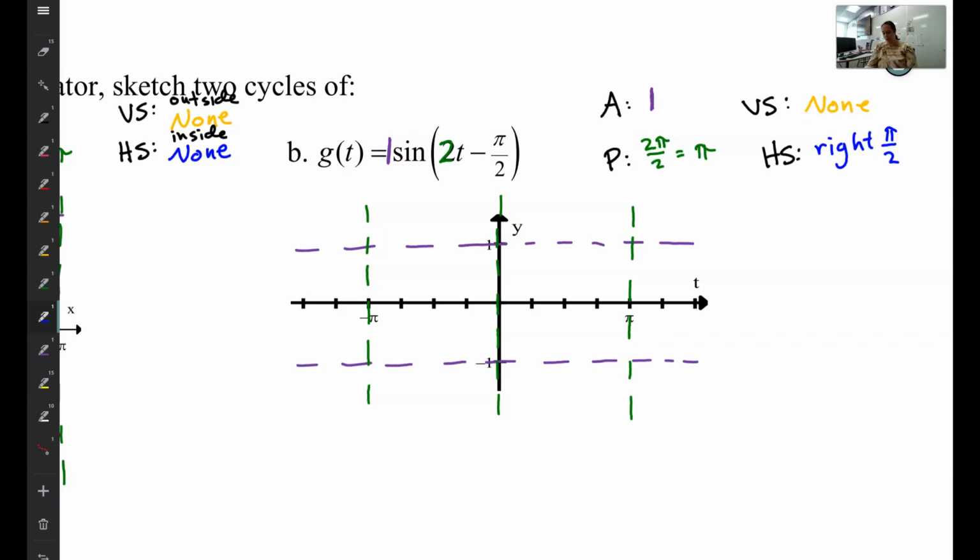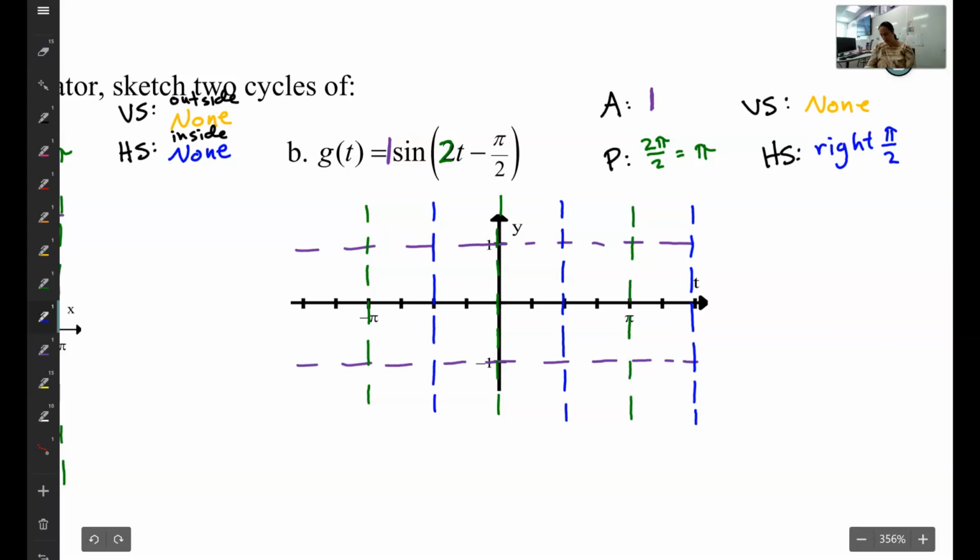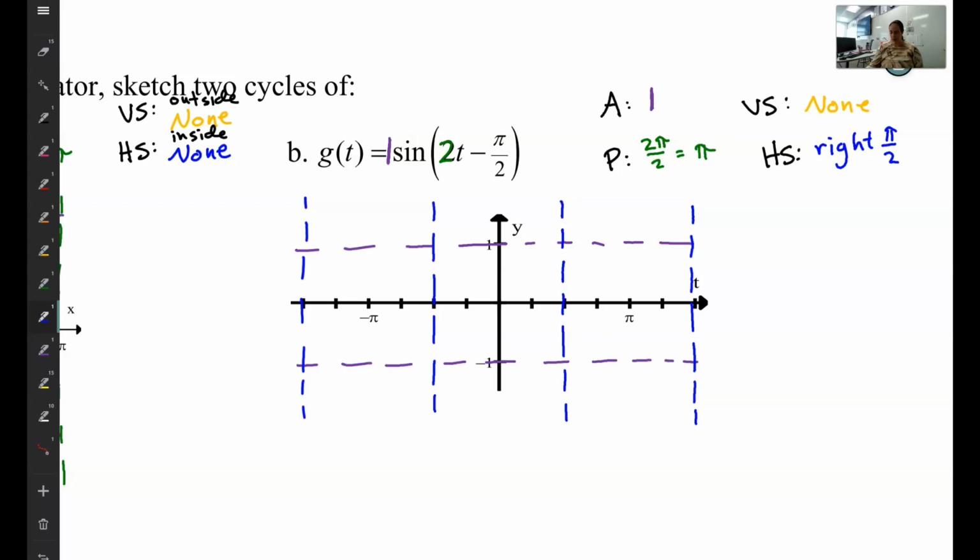So what I'm going to do now is take all my green period lines and move them right pi halves. And then I'm going to erase the originals. And it looks like I even have room for a third period, so I can do that one in there too. So I've got 3 boxes in here.